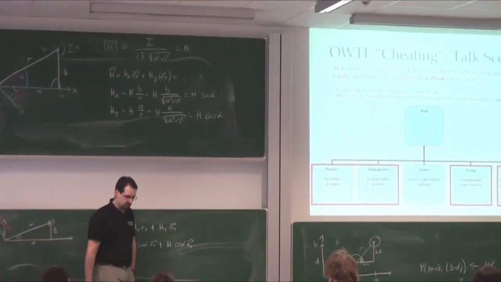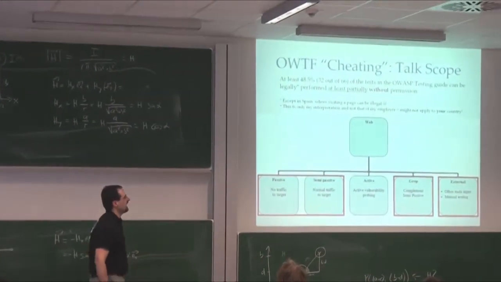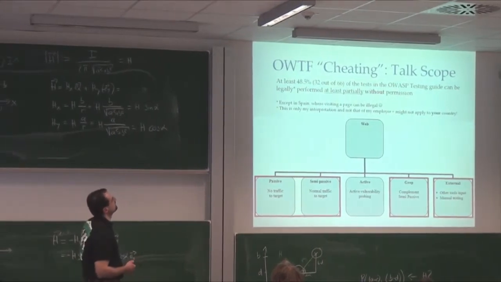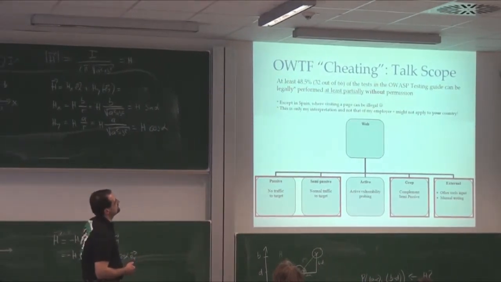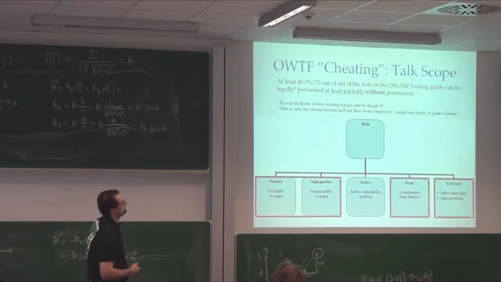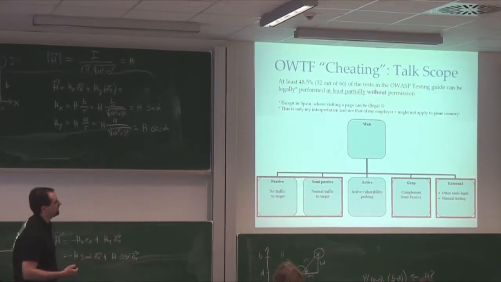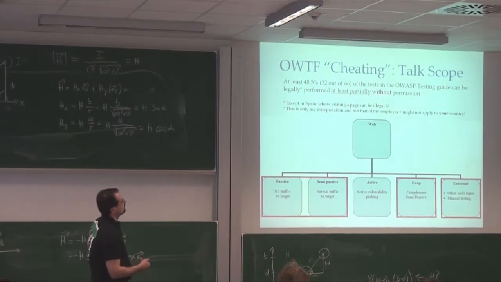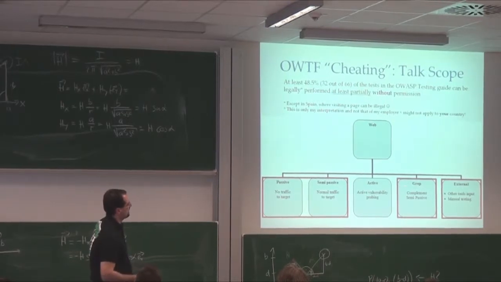And what allows us to cheat is this fact. Half of the OWASP testing guide can be tested to some degree, right? Not fully, but to some degree, without permission. And we are going to see how in this talk. This is what we're trying to leverage, this fact. And the web plugins are these five plugin types.